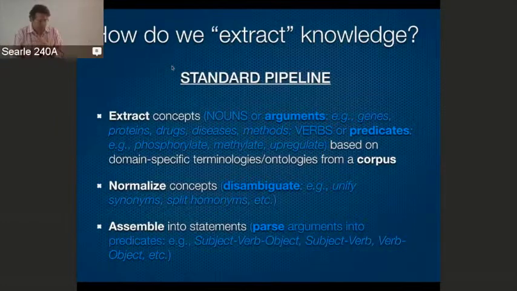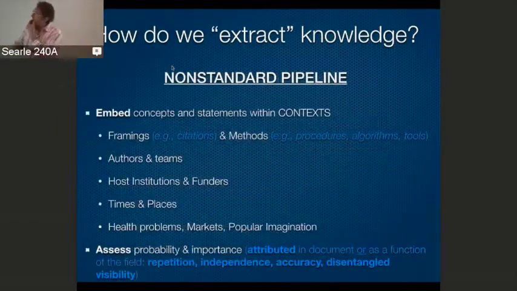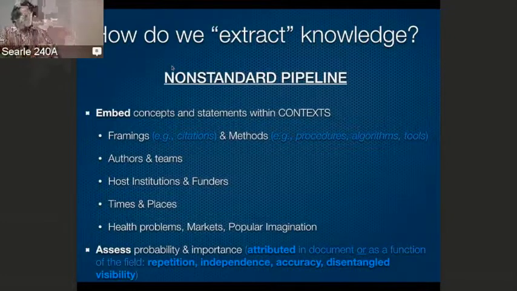So this is the standard pipeline. How else do we extract knowledge? Because knowledge is not simply about the claims that are made, but the claims that are made relative to this population of broader claims, right? And so there's a broader contextual pipeline that we also apply to extraction of information. So you want to embed these concepts and these assembled higher-level statements into contexts. So what context do we care about? Well, a whole variety of contexts, right? So there are framing contexts, right?